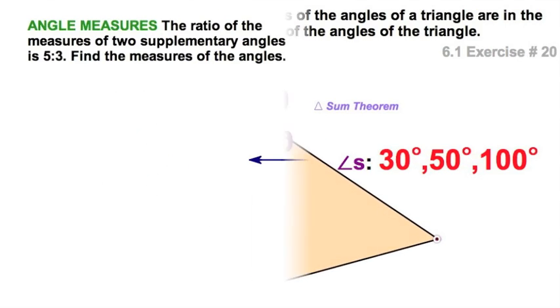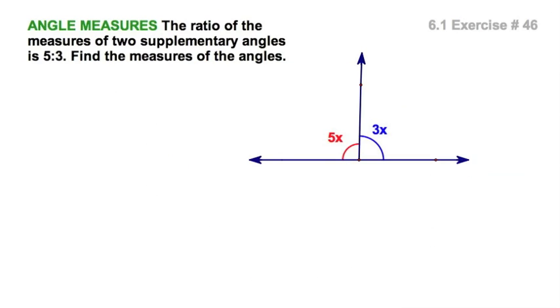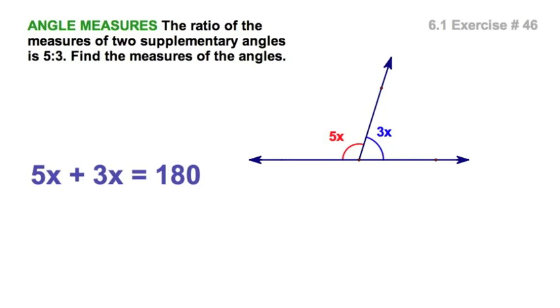Well, here we go. We've got a couple supplementary angles. Now, they don't have to be a linear pair, but it's easy to draw this picture. And the ratio is 5x to 3x. I don't know where this goes, but all I know is, well, okay, 5x is bigger than 3x. So I'm going to imagine the picture looks like this. And I know this red angle and this blue angle are going to combine to 180 degrees. How easy is that?